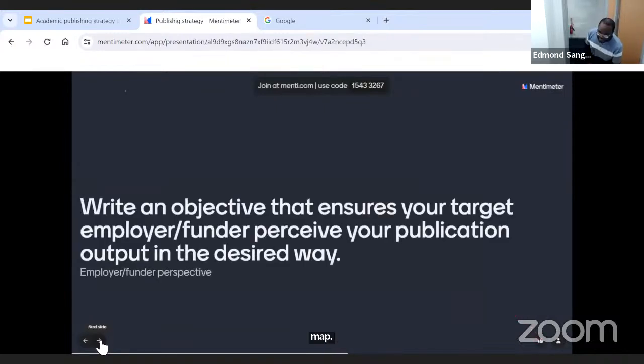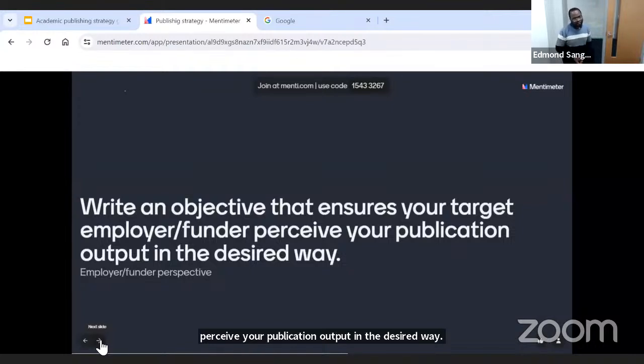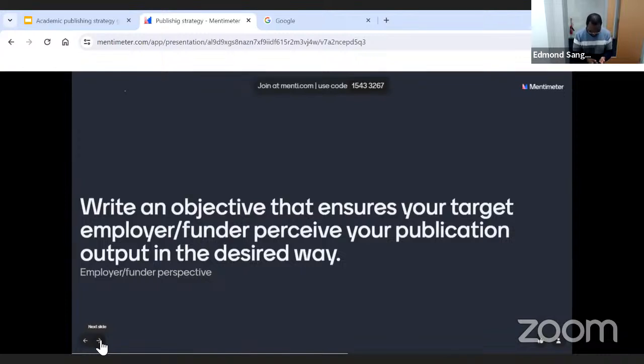So now I'm going to give you 1 minute to write an objective that ensures your target employer or funder perceive your publication output in the desired way. So we have 1 minute.